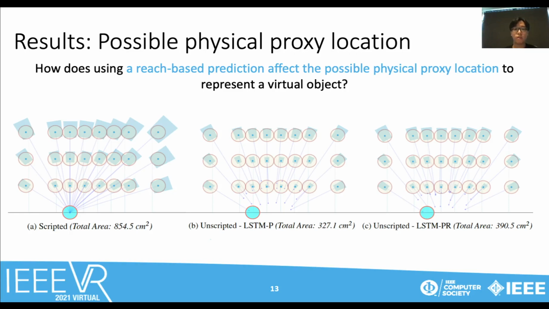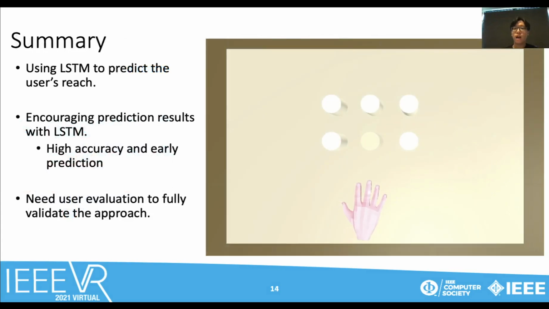To summarize, our research focused on enabling unscripted interaction with retargeting. We presented the use of LSTM to predict the user's intent. This approach is beneficial as it works with today's commodity VR devices and does not add additional steps to reaching with retargeting. Initial results are encouraging to keep looking in that direction, as it's able to predict early with high accuracy over previous methods.